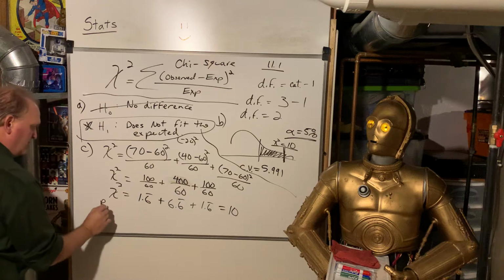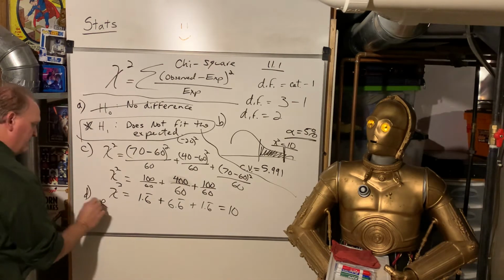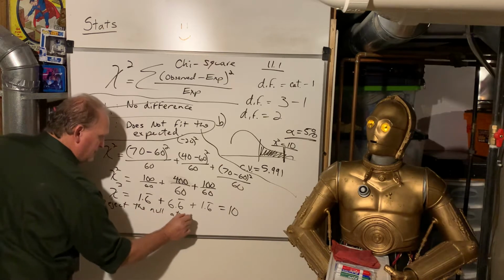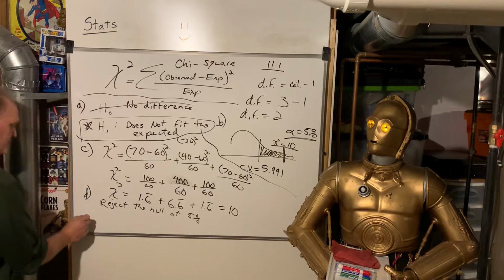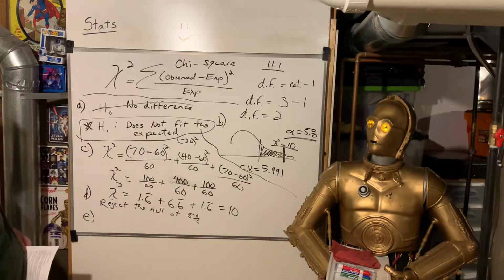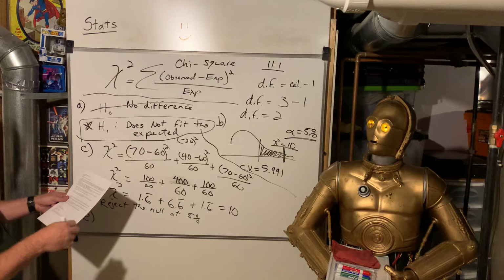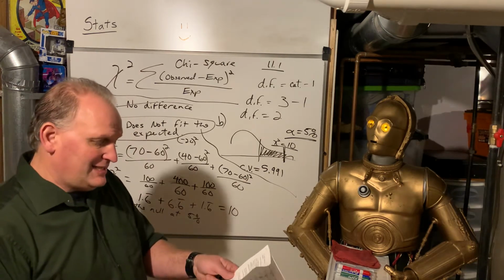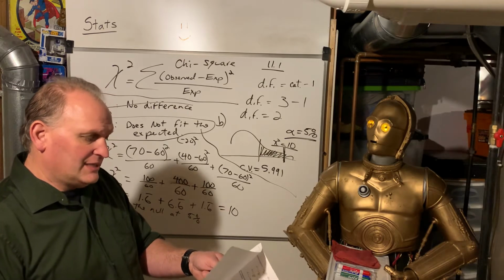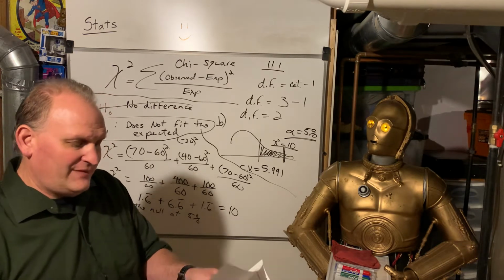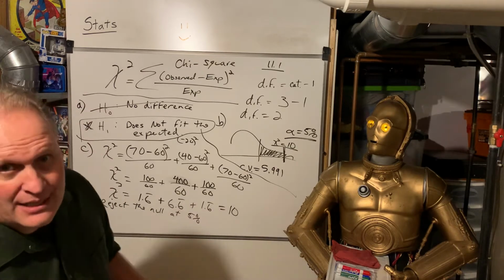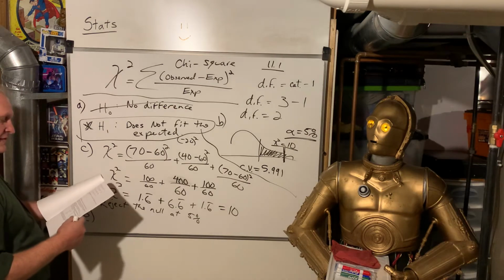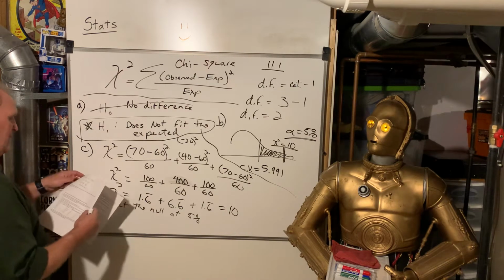And so we reject the null, that's A, B, C, D. Reject the null at 5%. And then part E is, we conclude that the colors of the cars are not evenly distributed between black, silver, and other. The distribution of colors is not the same between black, silver, and other.